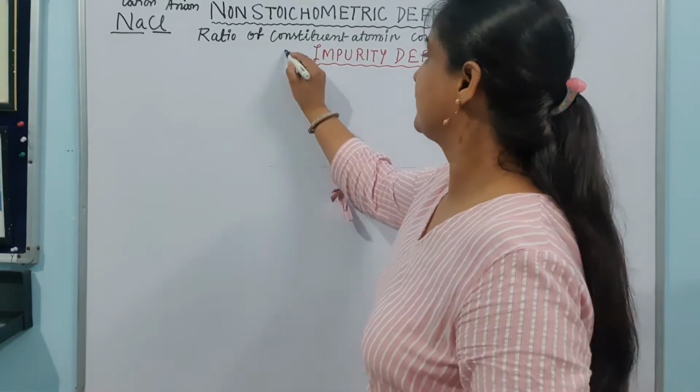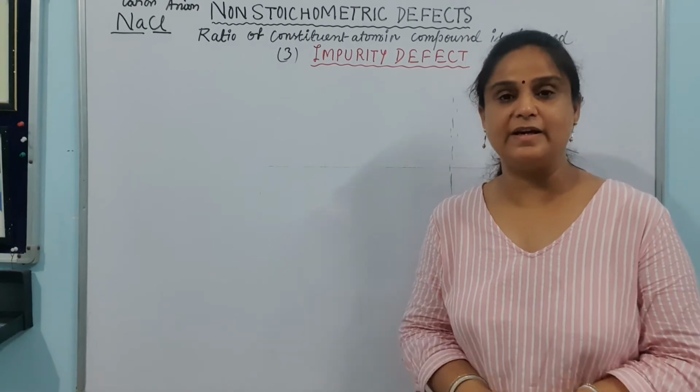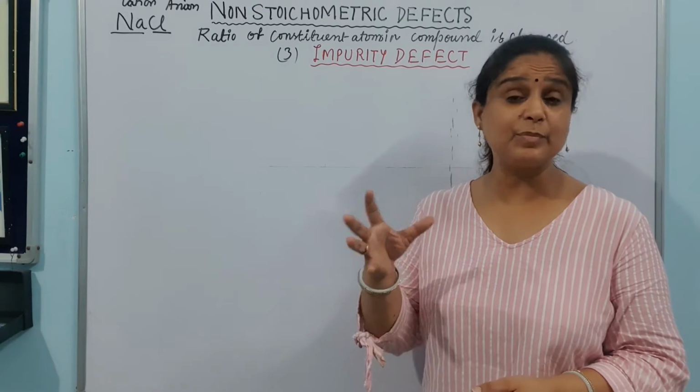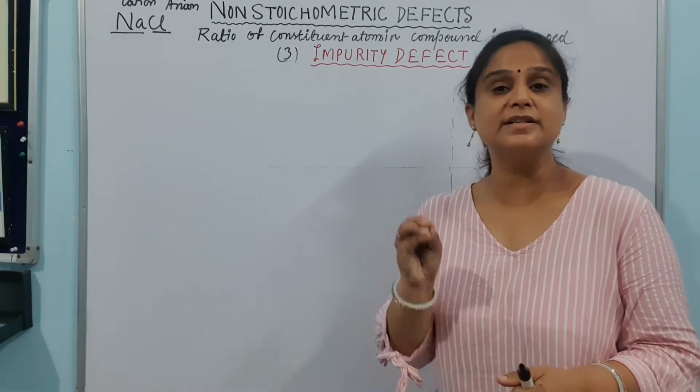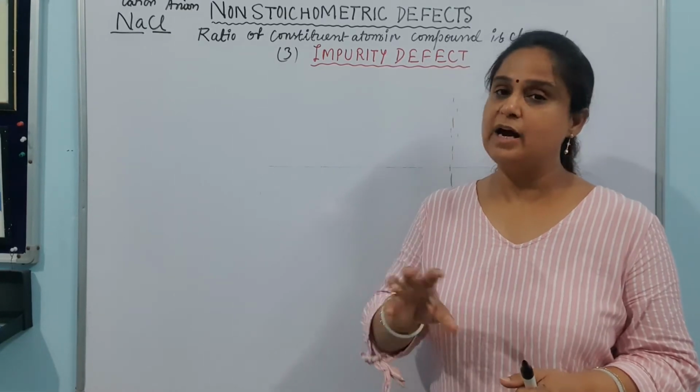So this third type of defect is impurity defect, and the name is indicating the same thing. Impurity means something from outside will enter the crystal. मतलब कुछ बाहर से ऐसा आएगा so that the crystal will be no more pure crystal. It will be having something from outside. अब वो आयन क्या होगा?